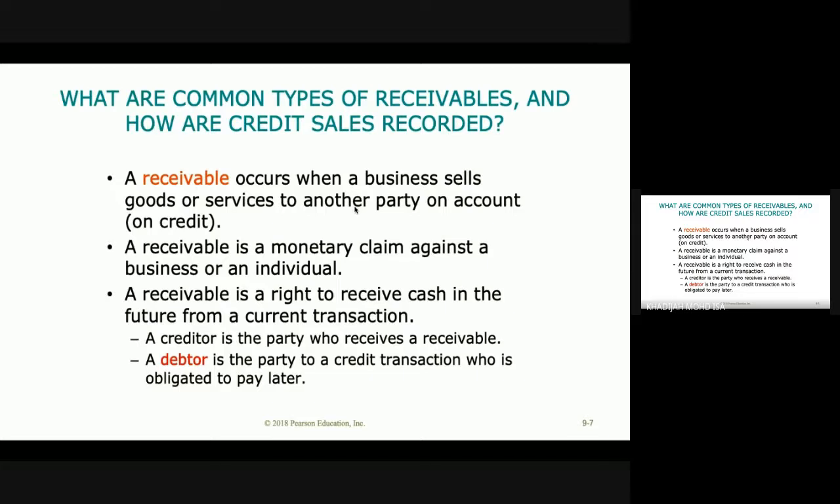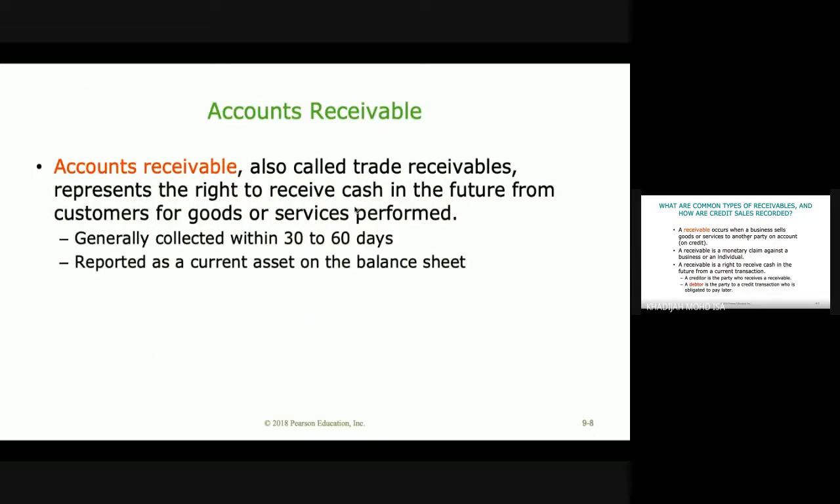So when you're talking about buying and selling, if you sell on credit, the seller is the creditor, and the buyer or the customer is the debtor. You give credit to your customer, so your customer is your debtor. The debtor is going to pay your creditor later. That's why a creditor is the one who is going to have a receivable.